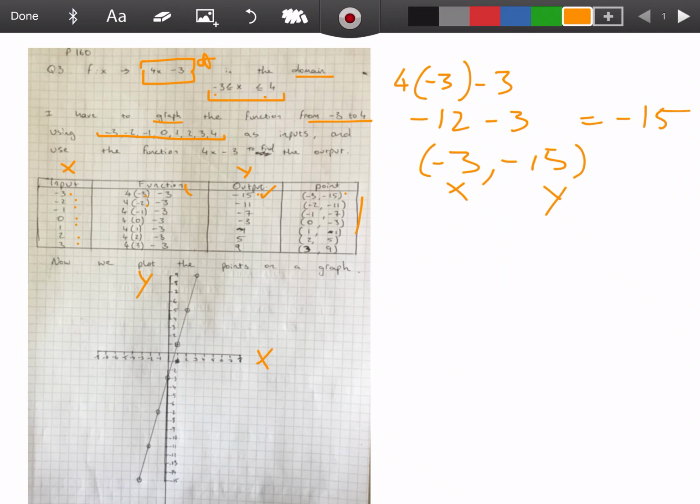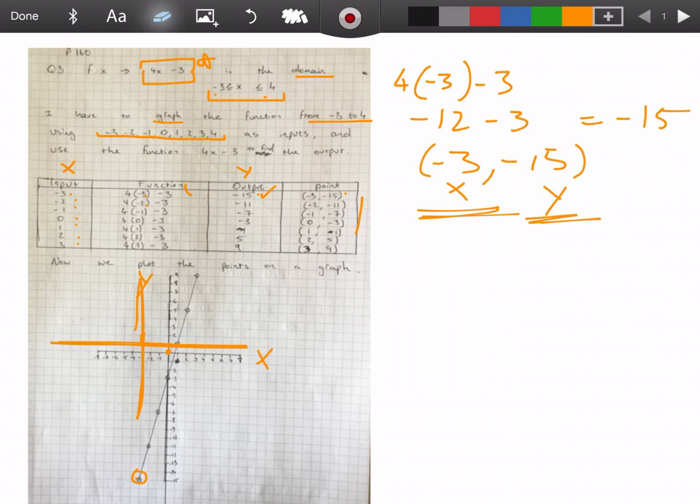I always start at 0, 0. I go wherever I need to, forward or back, to find my x value. And then in this case it's minus 3 is the one I'm showing you. So I found that on the x-axis, and then I have to find minus 15 on the y-axis. So I go up and down till I find minus 15, and I've got minus 15 down there. So that's how I've plotted my point.